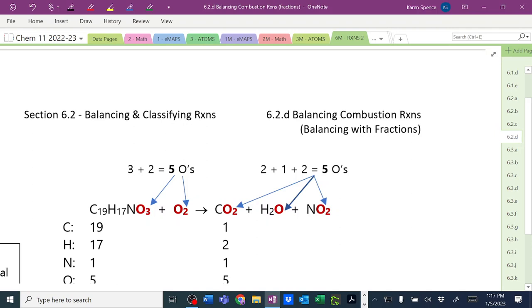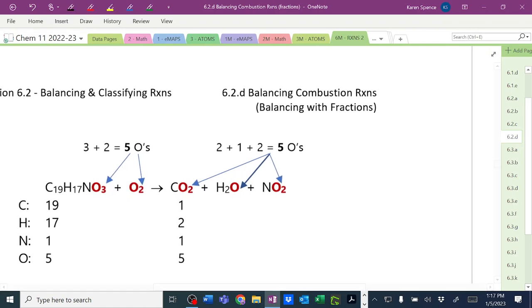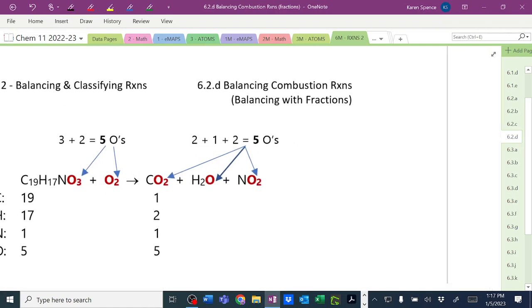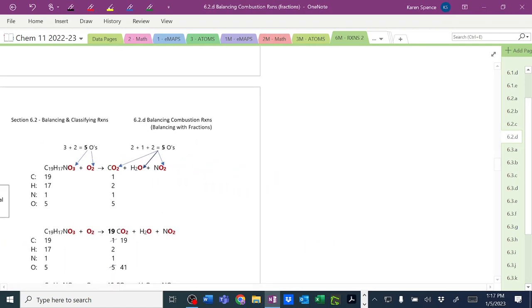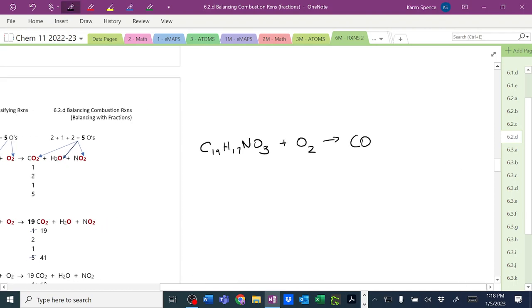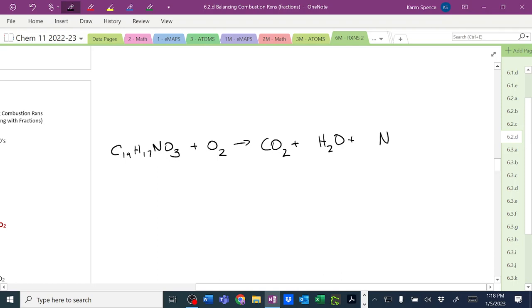Okay, let's see. I'm going to try this one. I'm not sure if I've actually got it correct here, so I'm going to try it over on the right. We have C19H17NO3 plus O2 gives CO2 plus H2O plus NO2. That's an extra product, okay?